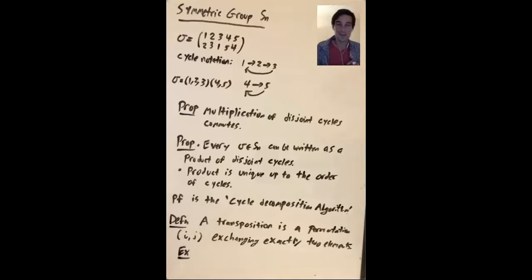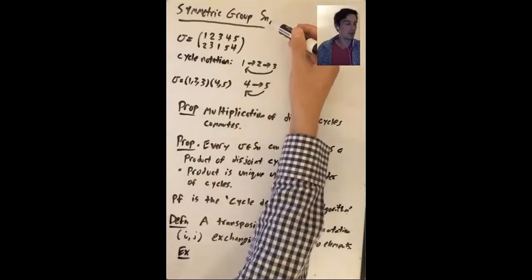I want to talk a little bit about the symmetric group and multiplying permutations. I don't want to do all the details here. I highly encourage you to read section 1.3 of Dummit and Foote, where they go through the cycle decomposition algorithm. So, the symmetric group Sn.